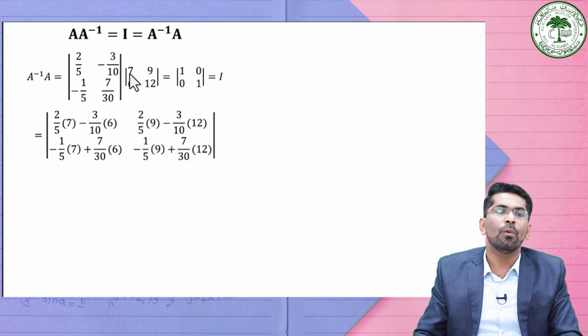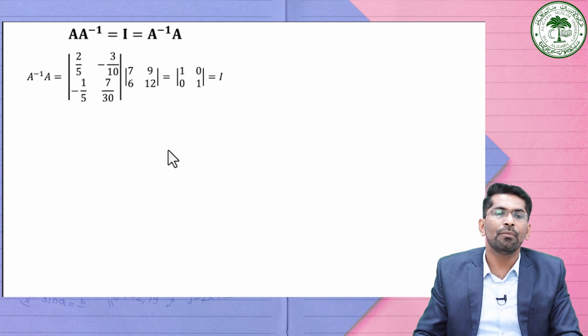So here the first row we multiply with the first column, so it is 2 by 5 into 7 minus 3 by 10 into 6. Similarly, the first row with the second column, that is 2 by 5 into 9 minus 3 by 10 into 12. Similarly, we consider the second row of the inverse and the first column of the original matrix, that is minus 1 by 5 into 7 plus 7 by 30 into 6. Similarly, the second row with the second column, so it is minus 1 by 5 into 9 plus 7 divided by 30 into 12.